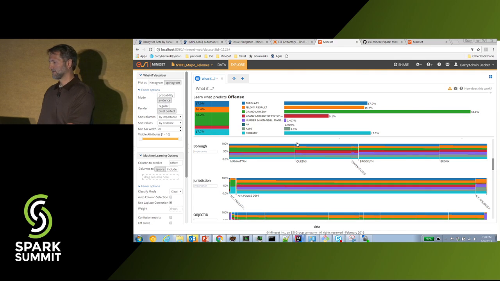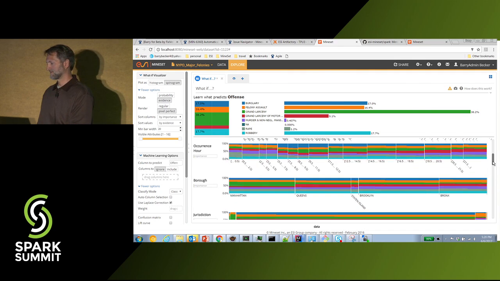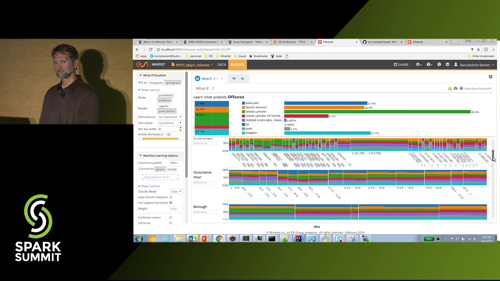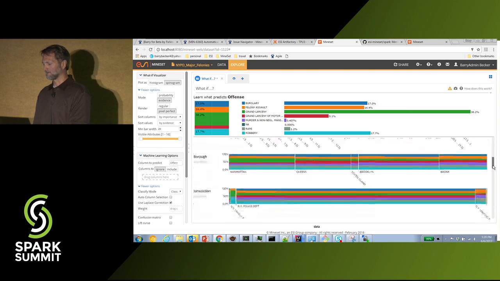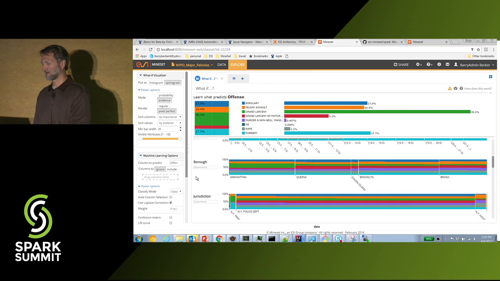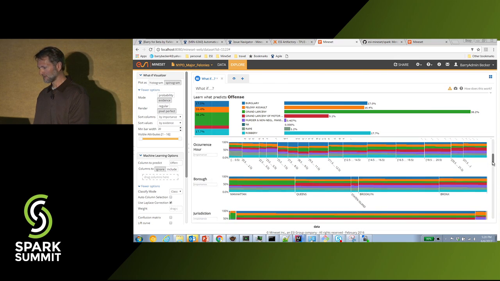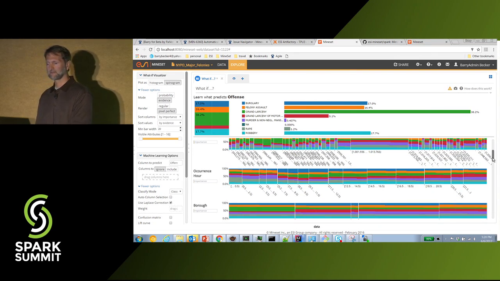So if you have a bar that has all equal color in it, that just means that the distribution is basically the same as your prior probability distribution, and there's not too much interesting happening there. But we can see things now. We can see the differences in evidence for different crimes among the different boroughs. You can look at the occurrence hour of the day and see how, for the early morning hours between midnight and 5 a.m., there's more murder and rape happening than there is during the mid-morning hours between like 8 and 12.